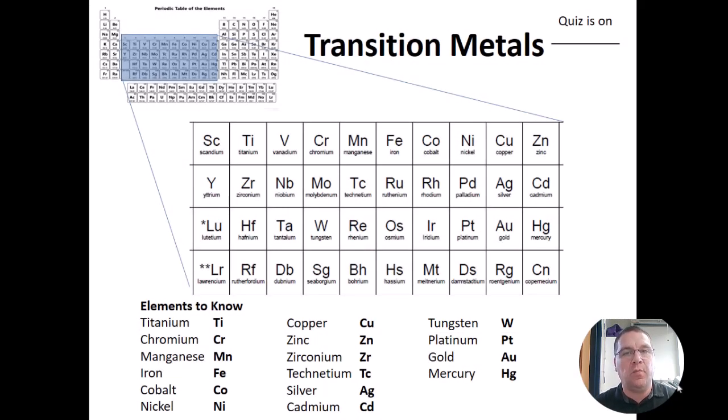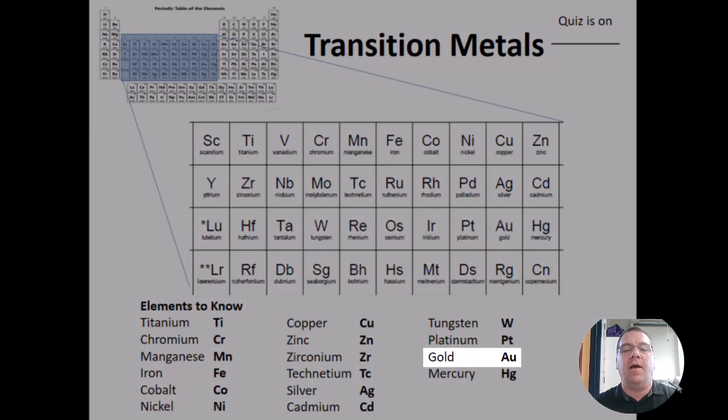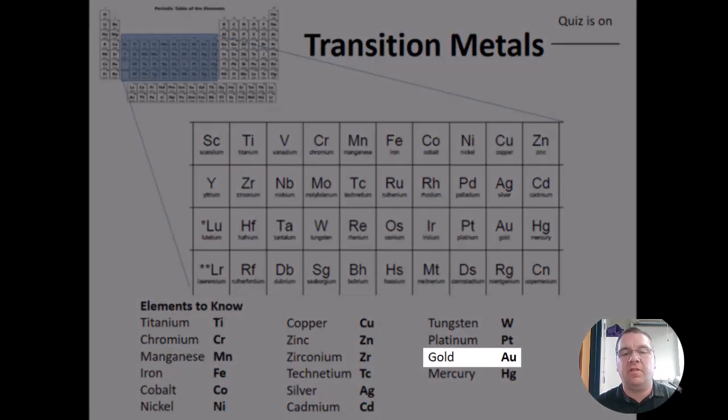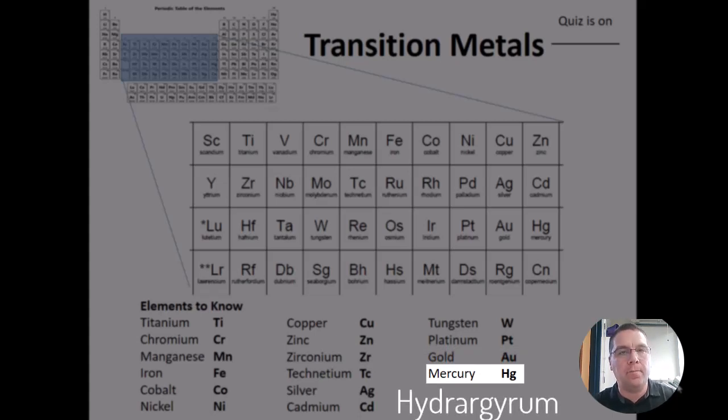Then we have the precious metal platinum, Pt. And then gold, its symbol Au, comes from the Latin name for gold, which is aurum. And the last one, mercury, Hg, comes from the Latin name, this one's kind of fun, hydrargyrum. Mercury was also known as quicksilver, but the Latin name for mercury was hydrargyrum.